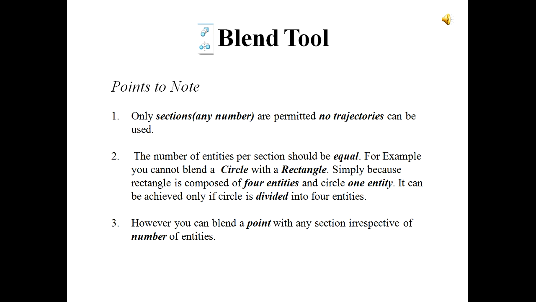Second and the most important point in blend tool is that all the sections should use an equal number of entities. Say for example, you want to blend a rectangle and a circle. Since a rectangle has 4 entities and a circle is a single continuous curve, you cannot blend both these sections directly. The circle has to be divided physically into 4 parts so that the number of entities per section for rectangle and circle are equal, and then you can generate a solid.